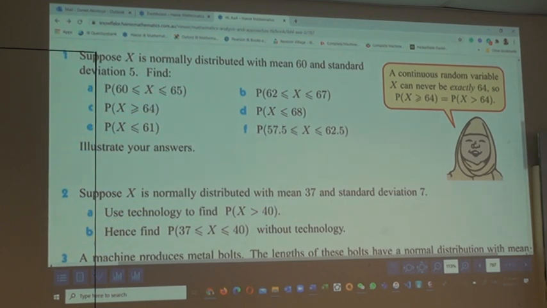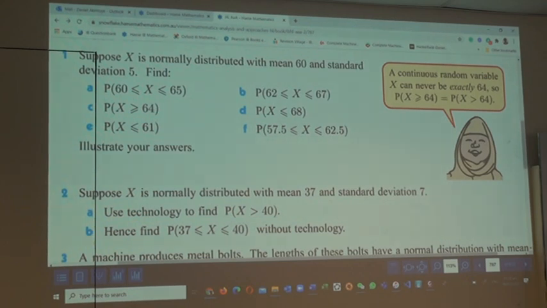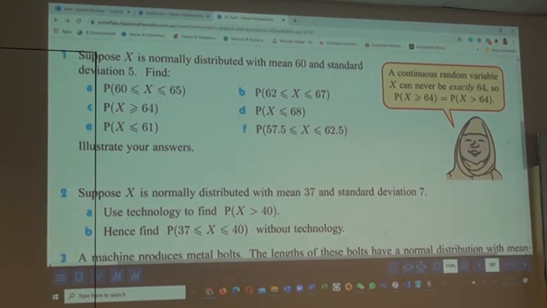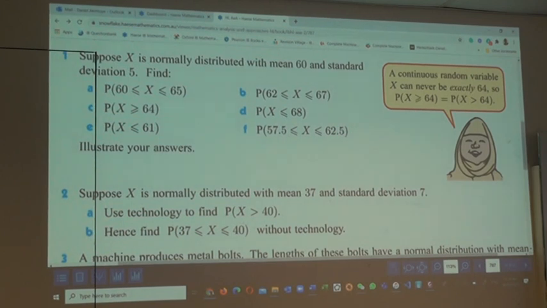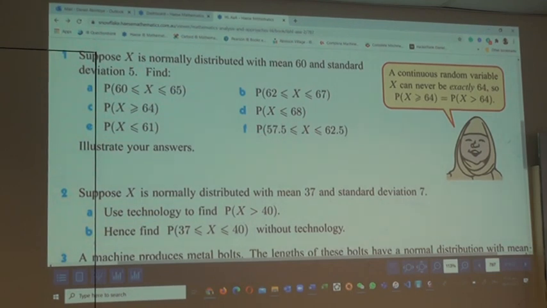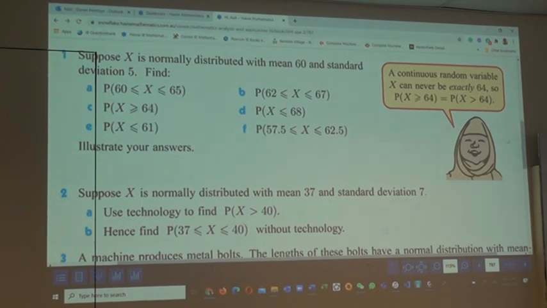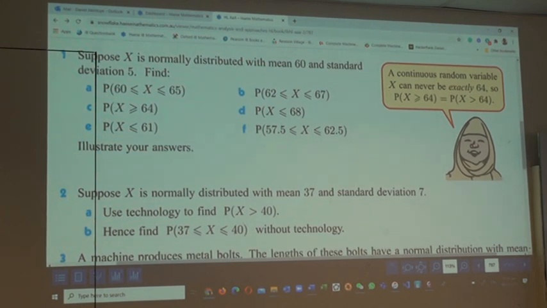Lower bound 60, upper bound 60. So after this, we go to Z score. Low 62, high 67. I will play an example after this, which will help you to do questions 9 and 10 later.